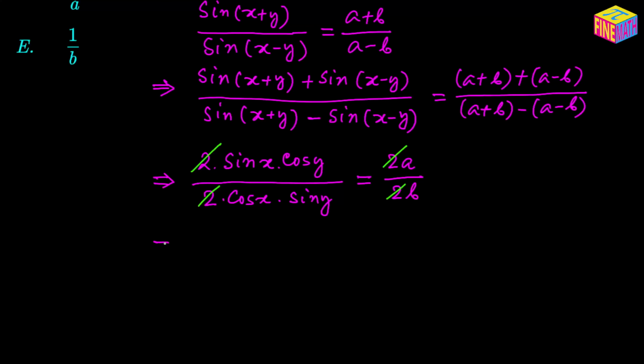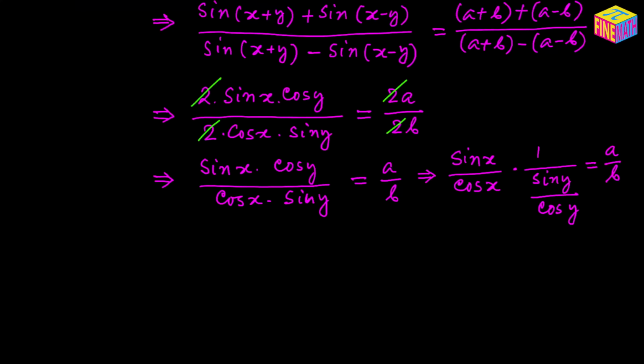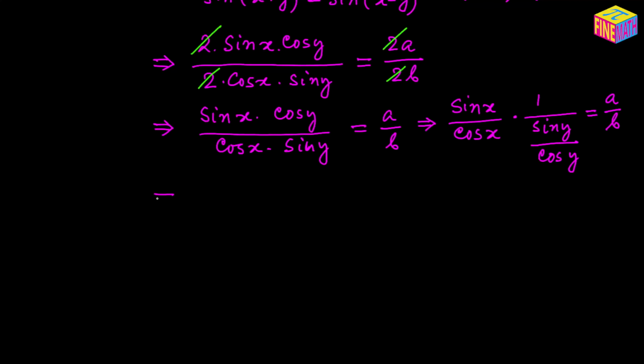So now we are going to be left with sine of x times cosine of y over cosine of x times sine of y, and that is equal to a over b. And from here can we say, sine of x over cosine of x times 1 over sine of y over cosine of y, and that is equal to a over b. And then from here we can clearly see that the first factor is nothing but tangent of x, and the second one is 1 over tangent of y, and that is equal to a over b.